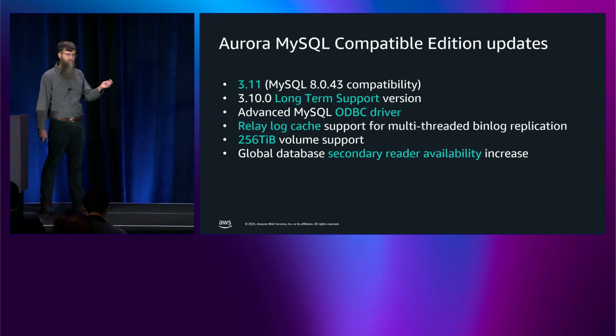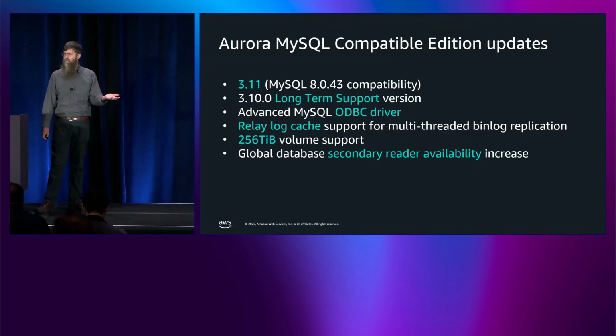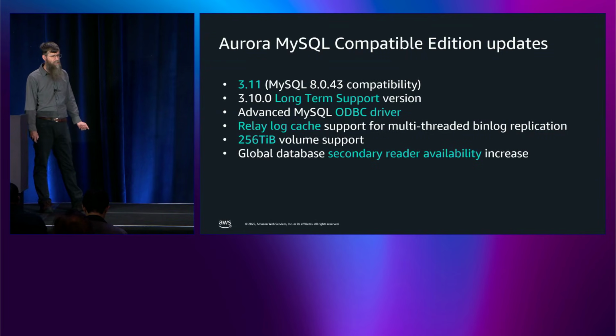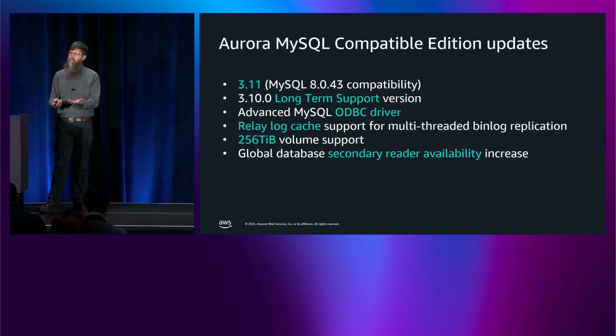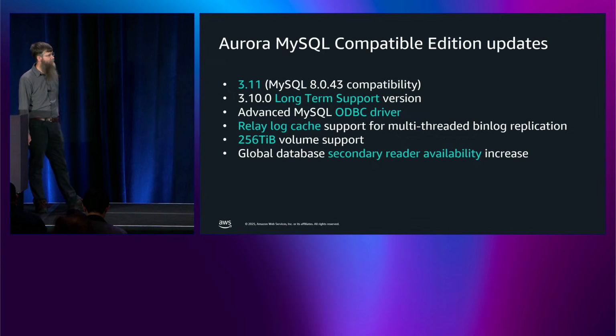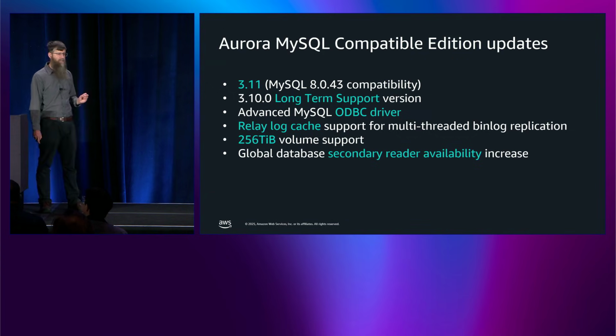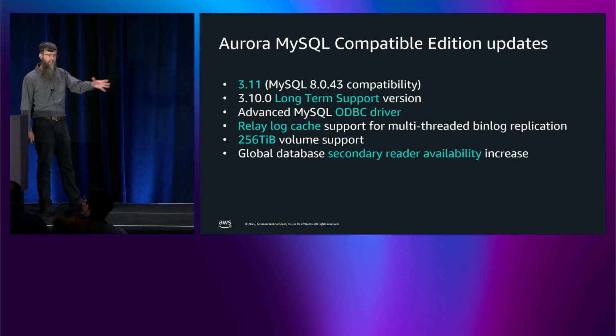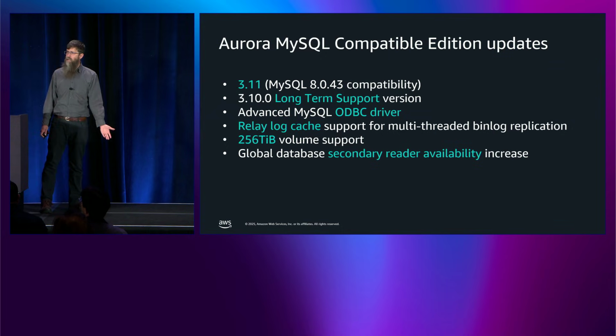We also released a 3.10.0 long-term support version. That gives us an in-memory relay log cache. That's up to 40% better log replication throughput if you're using binlog replication. That's pretty awesome. We have those advanced wrapper drivers that we talked about. So now they support ODBC as well for MySQL. 256 terabyte volume support, and one that's pretty neat for me, global database secondary readers. So when something happens in your global database, those readers can now stay up and serve you reads for longer. So that increases your read availability when you have a global issue.